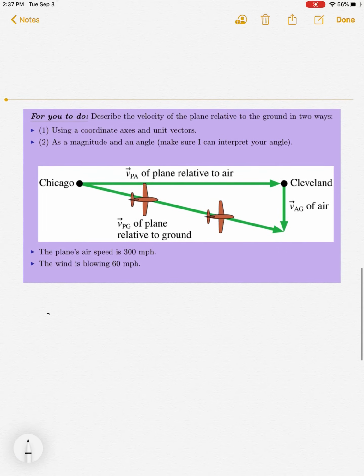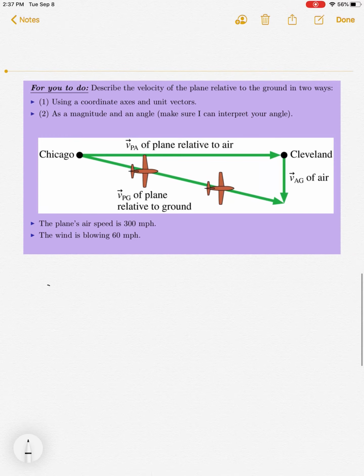And so let's work on an example problem. Let's just say we want to describe the velocity of a plane relative to the ground in two ways. We want to use a coordinate axis and unit vectors, and as a magnitude and an angle. So here we want to find VPG. So this is our resultant.